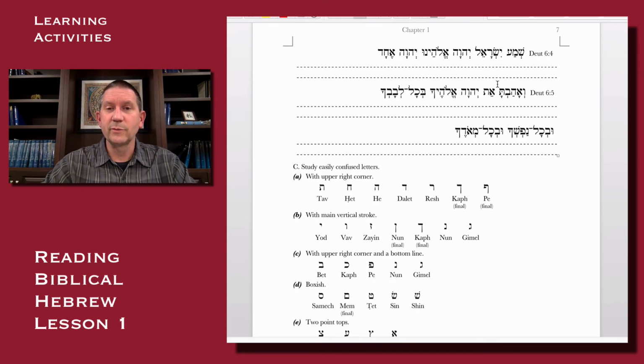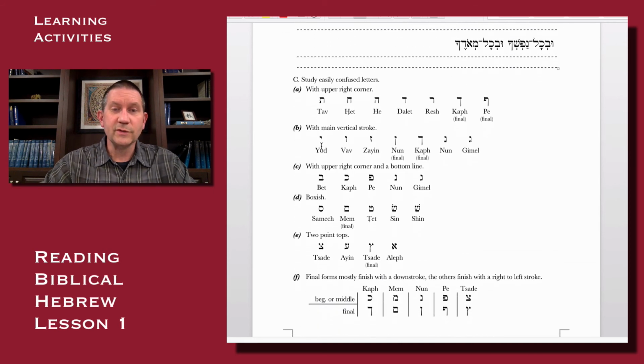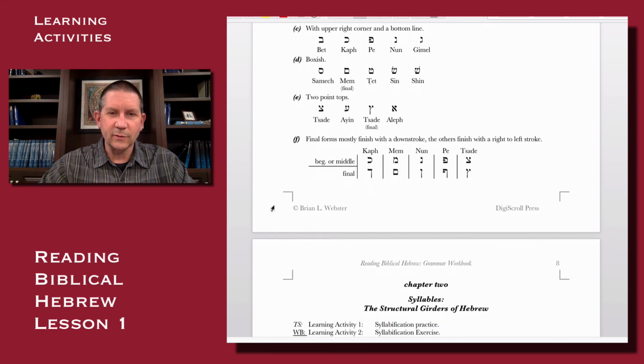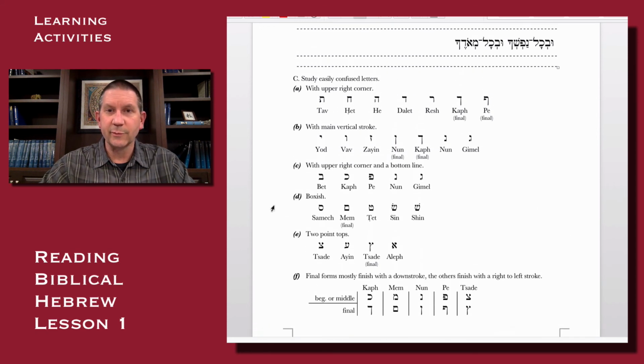And then also you'll be copying out a couple of Hebrew verses. Notice that this is a good place to study some of the distinctions. There's certain letters that are just easy to confuse. Vav, Zayin, final Nun, they look a lot alike. It's like they're a vertical stroke. So you can kind of study the distinctions here as another way to be learning the alphabet.